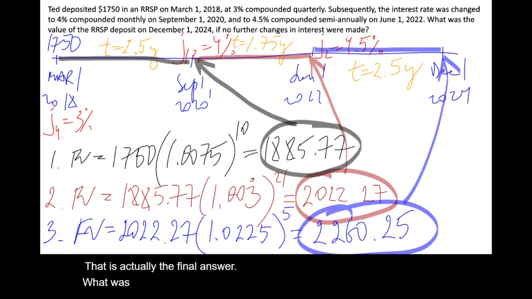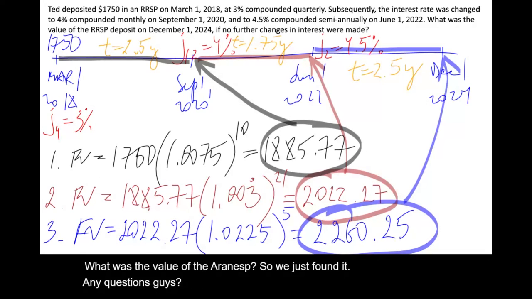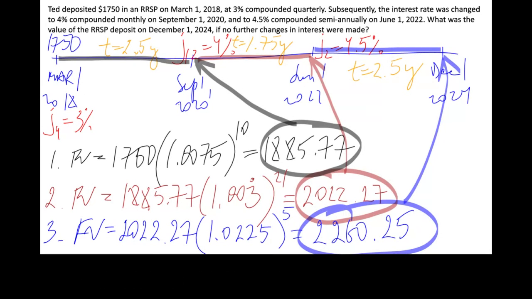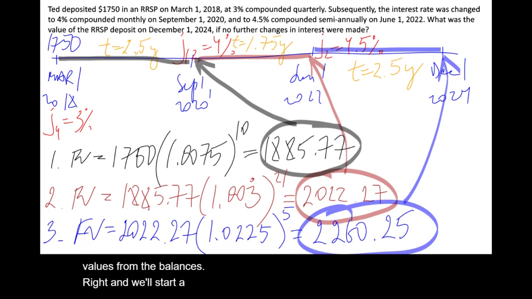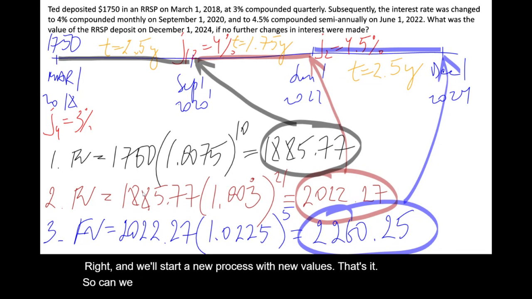What was the value of the RSP? So we just found it. Any questions, guys? So here to remember, at the point of transaction, we stop, recalculate all the values, all the balances, right? And we'll start a new process with new values. That's it. So can we continue?